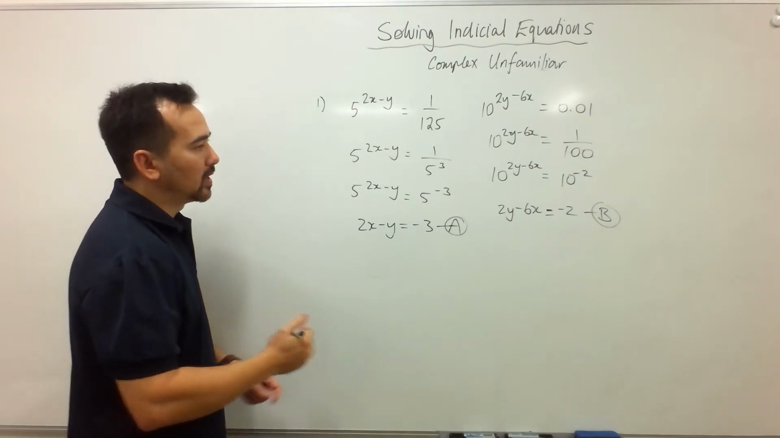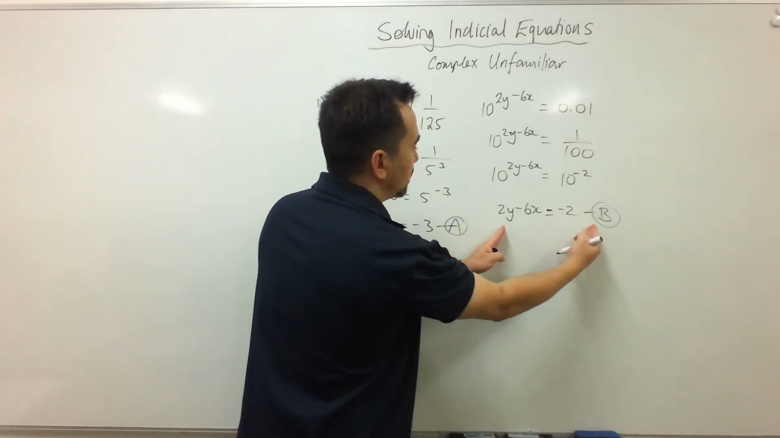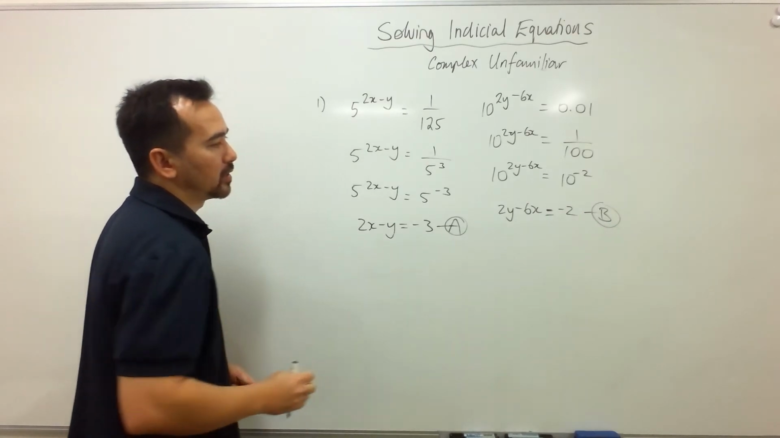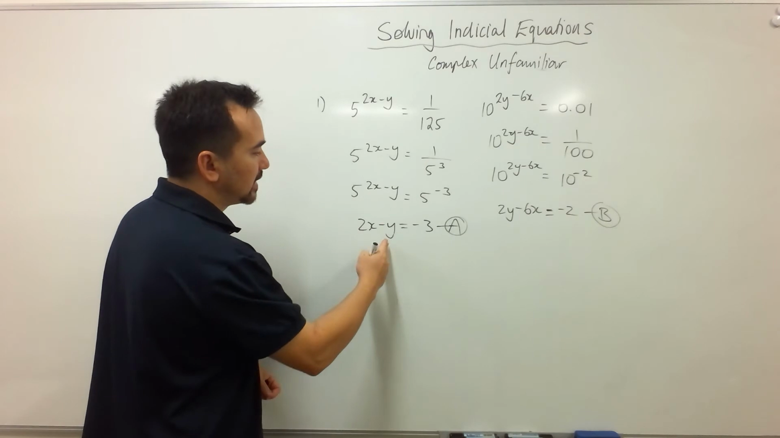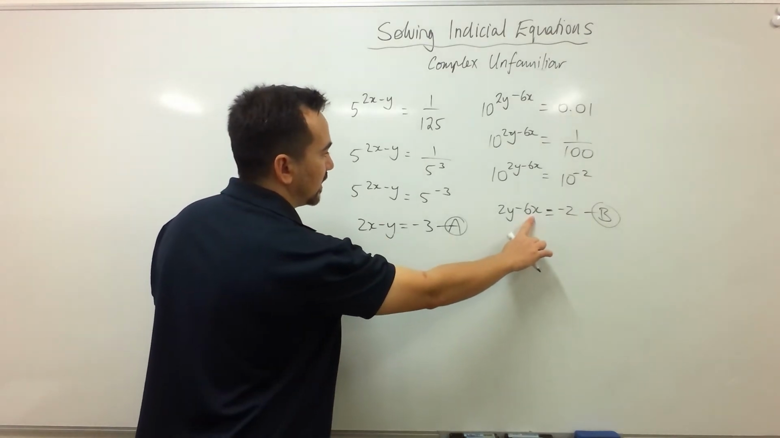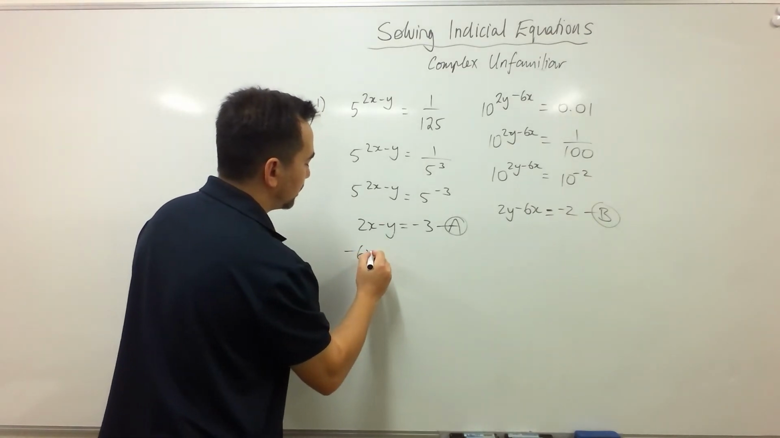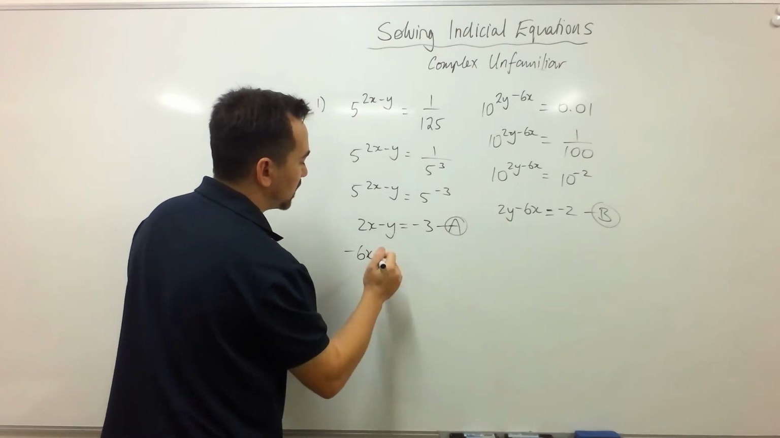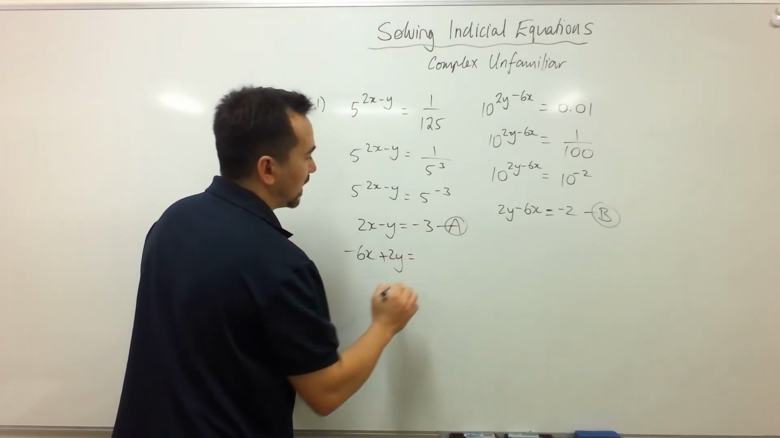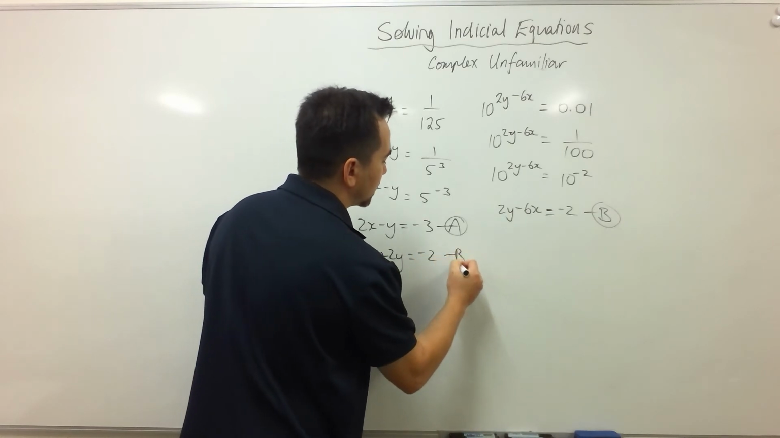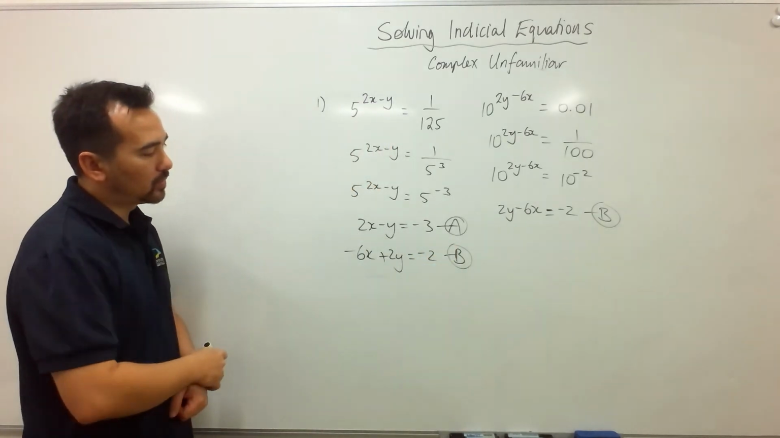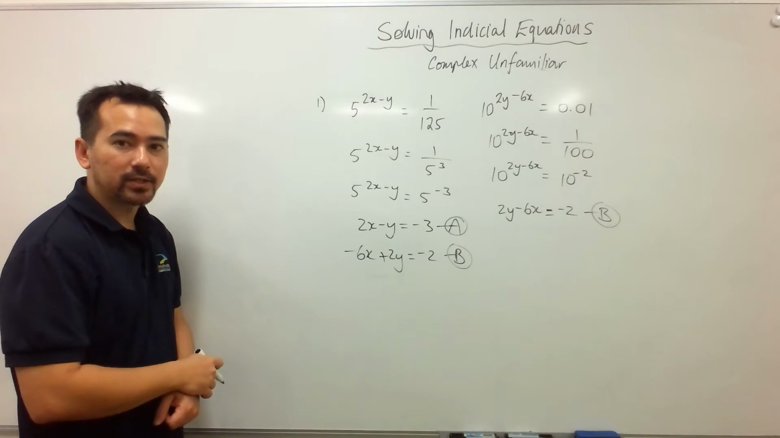Alright, so I'm going to copy equation B and paste it over here underneath equation A. Now, we have to line up the x's and the y's. So I have negative 6x, positive 2y, and I need my constant over here, which is negative 2. Okay, that's equation B.